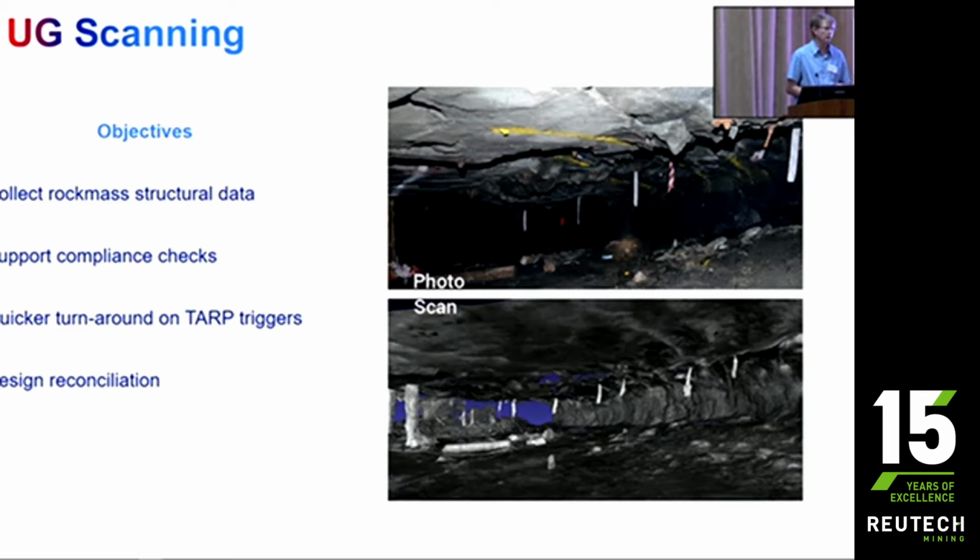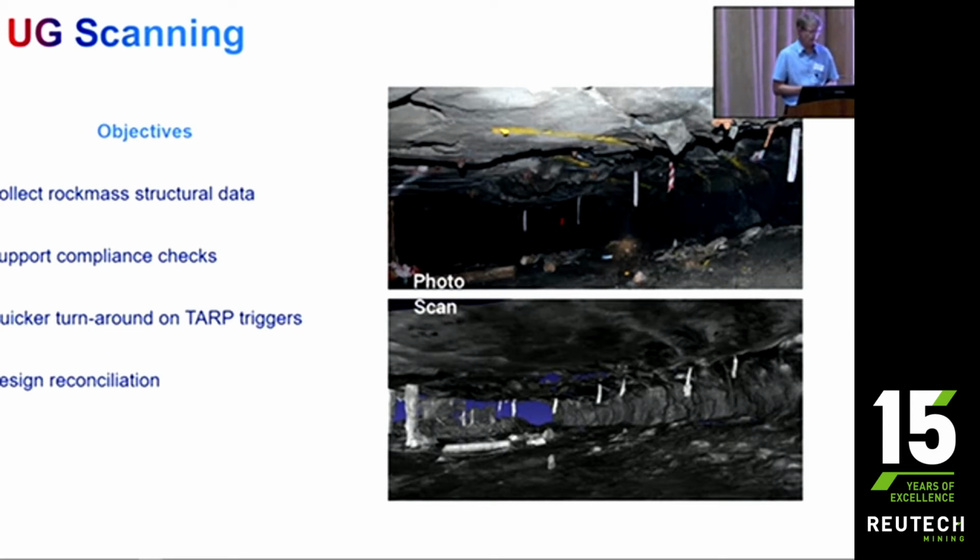Quicker turnaround on TARP triggers. One of the big things about underground is accessibility. Someone will trigger a TARP, which means they have to stop for the day. Geotech will go underground the next day and then give advice. Obviously, if production pressure gets ramped up, the likelihood of triggering a TARP comes down, because inevitably you lose a blast. And from a business perspective, not just a safety perspective, there is significant loss of revenue because you've got to stop and only the next day can you get people there.